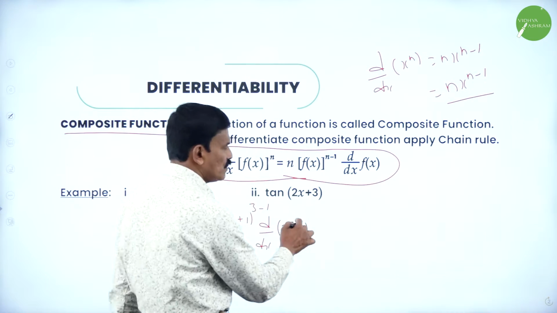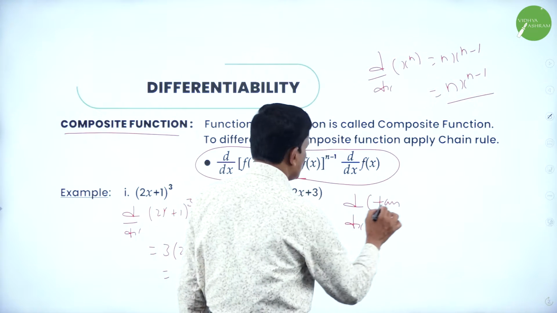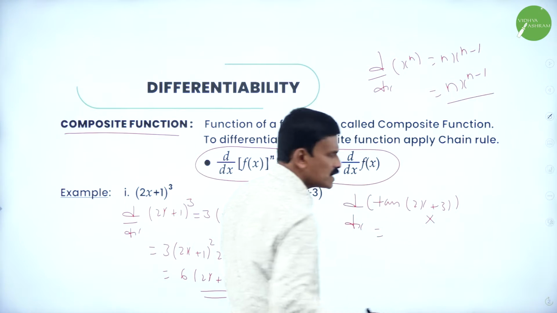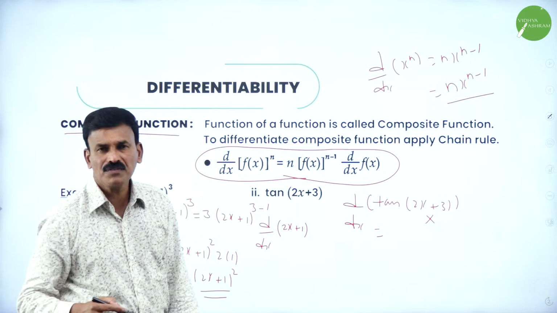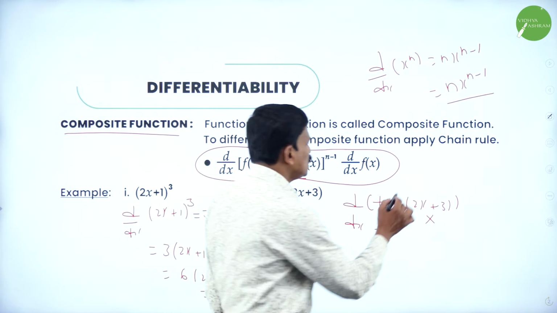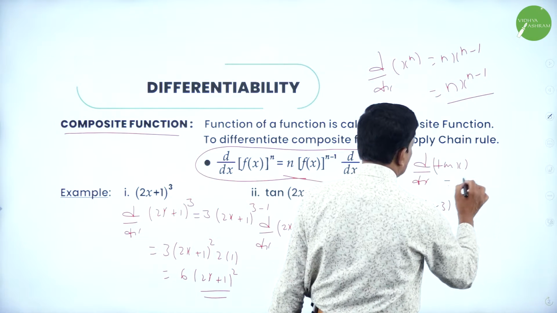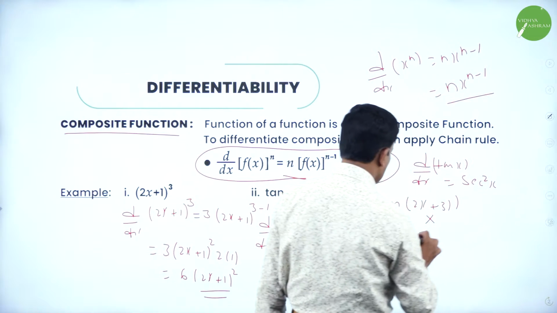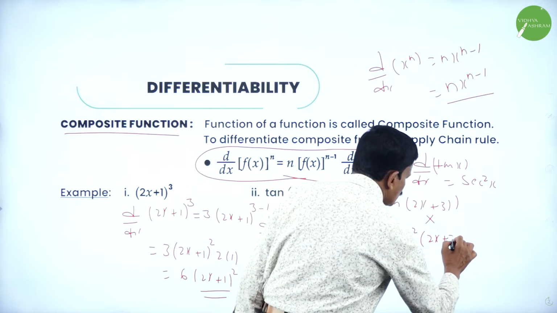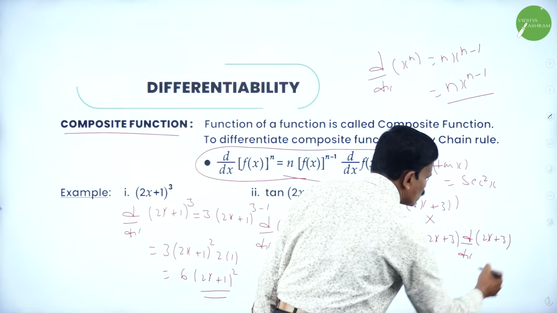Similarly, this can also be differentiated as d by dx of tan 2x plus 3. Now, here let us consider this as x. Now, you know what is the derivative of tan x? Differentiation of tan x is secant square x. So, this is secant square, instead of x, it is 2x plus 3, into d by dx of that inside function 2x plus 3.